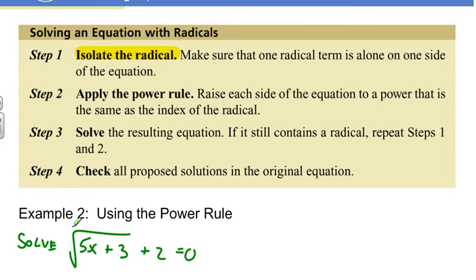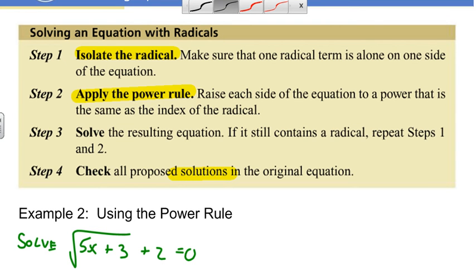Okay, so see how this is a square root right here? You want to get this so it's all by itself, so there's nothing behind it or in front of it. Then once you have the radical by itself, you're going to do step 2, which is to do the power rule. That's what we just did in example 1. And then you're going to solve. But make sure that you check your solutions. And we'll do that in this guy right here.